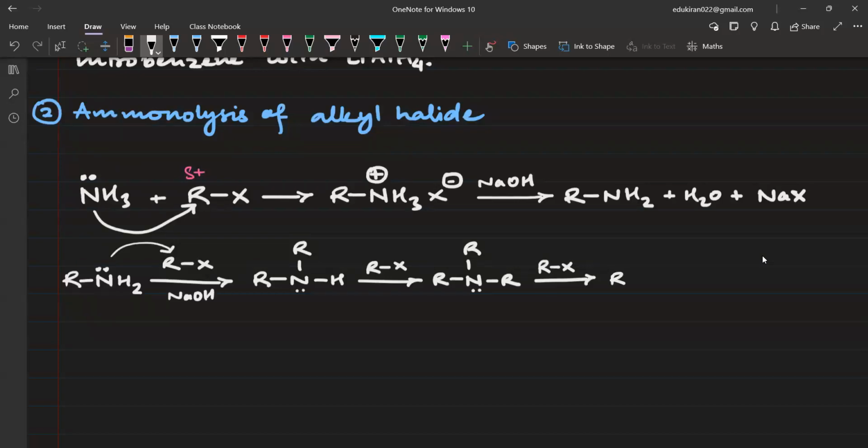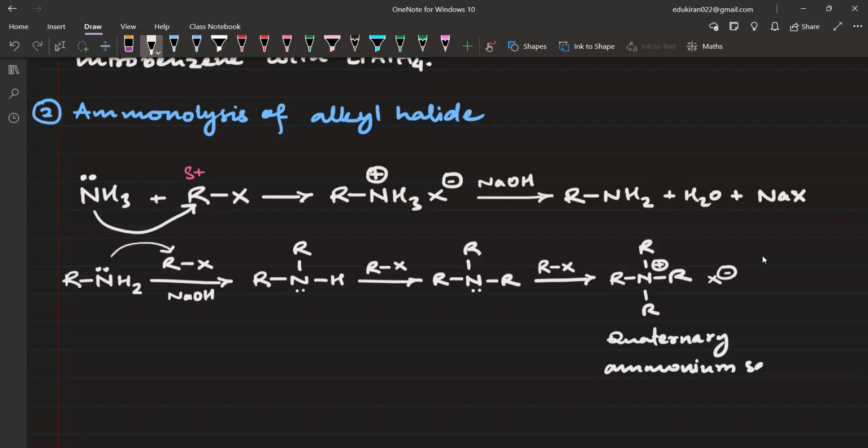And it will form a quaternary ammonium salt. Now this N positive will be balanced with the X negative that we have. If you add more NaOH here, water will not be released, because we don't have any hydrogen remaining here. So you will get a quaternary ammonium salt. You can easily see that this method of preparation will give a mixture of 1 degree, 2 degree, 3 degree, and quaternary ammonium salt.